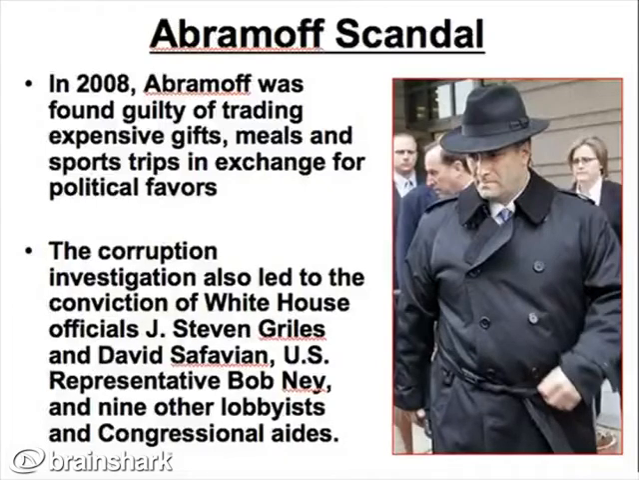I mean, he spent millions of dollars on sporting events. The corruption investigation led to the Bush White House, where officials were arrested. Congressmen were arrested, Bob Ney, for example. 9 other lobbyists, congressional aides. It was a pretty bad scandal.